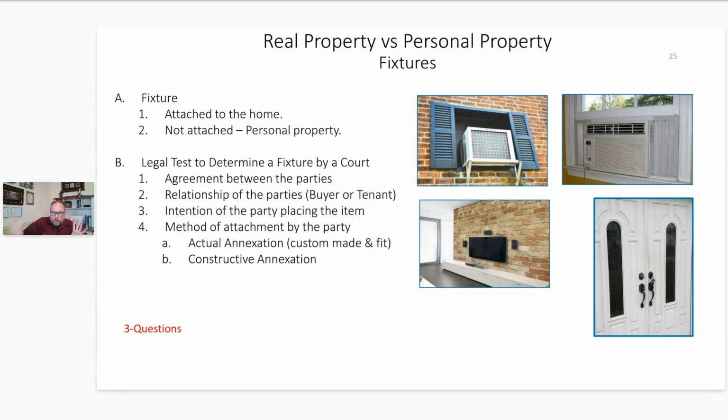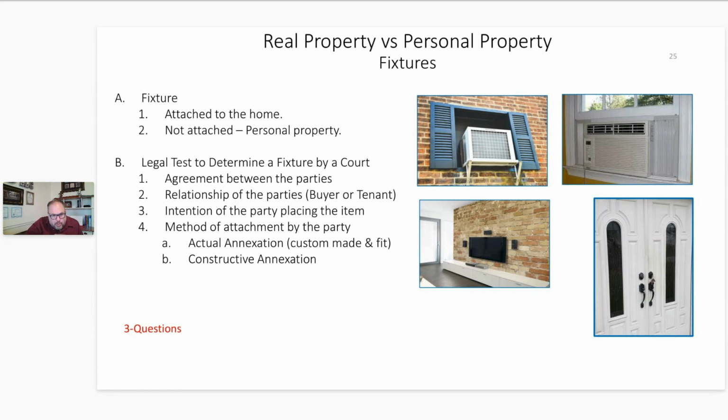Again, when you get into the real world, you want to make sure of your agreement between the parties. Okay, that's very, very important that you understand, not only for the state exam, but when you get in real life. You're really going to need to pay attention to this because it can get ugly quick.